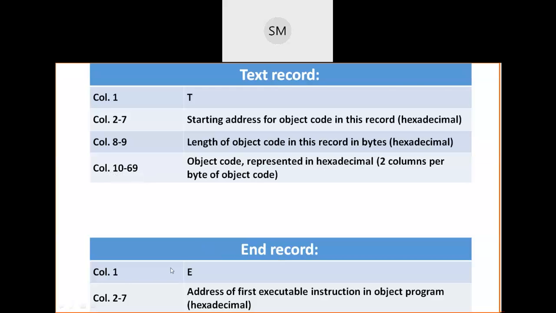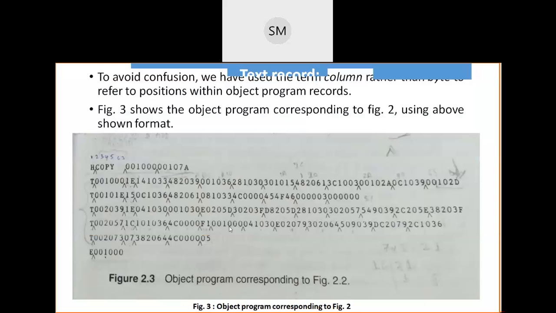Clear? Now the end record. In the end record there will again be only one row, but in that one row the first column will be filled by capital E, to indicate it as an end record. Columns 2 to 7, again 6 columns, are reserved for writing the address of the first executable instruction in the object program. That address should obviously be in hexadecimal, and in our program it is 1000. So these 3 records we should strictly follow to write the object program.